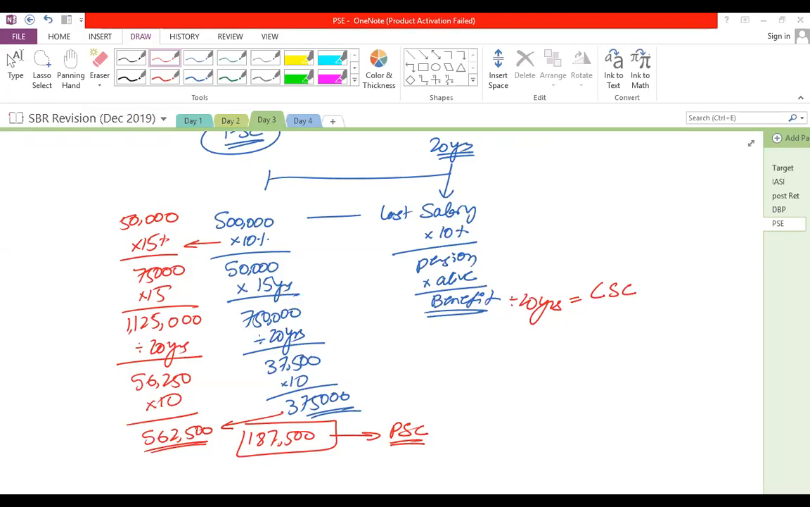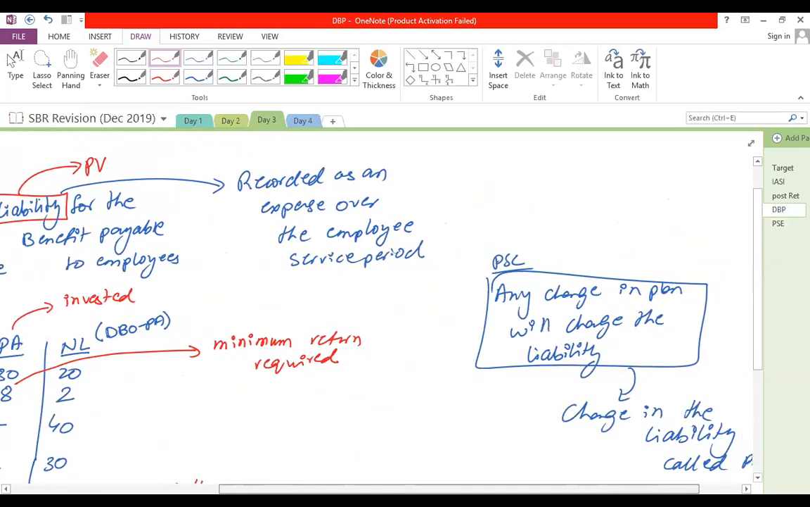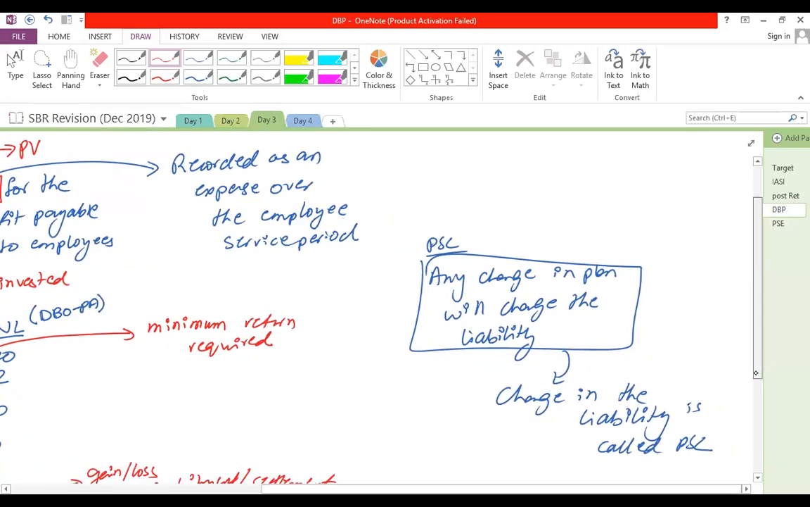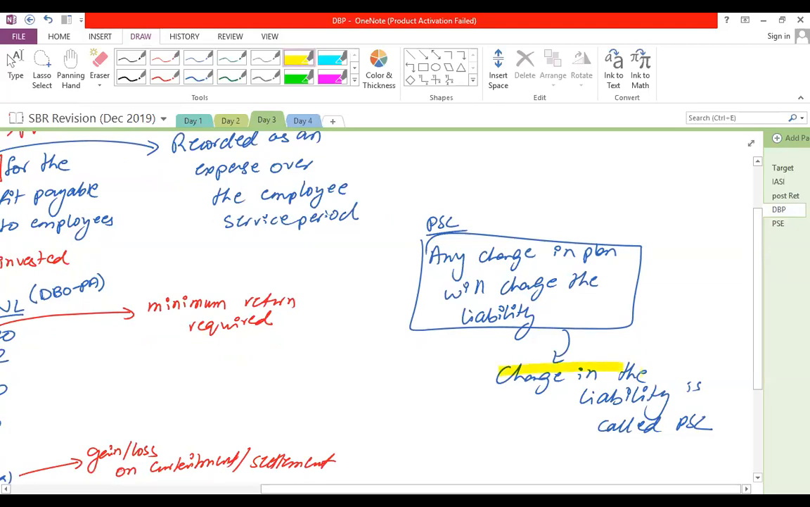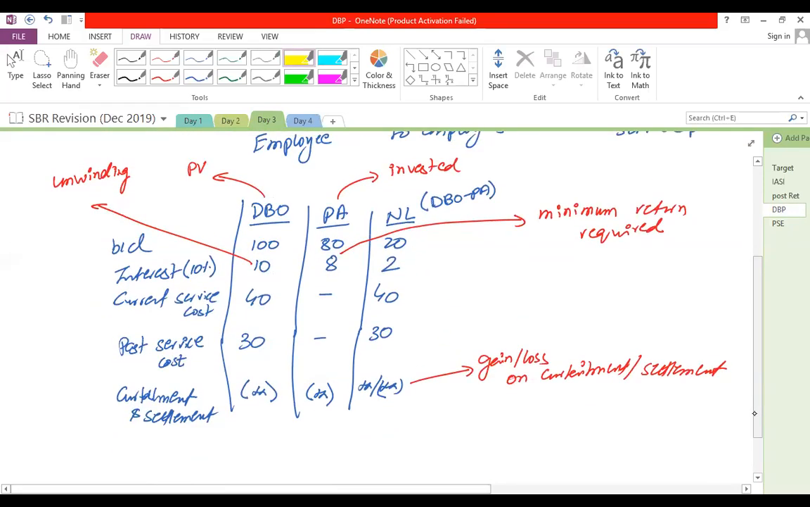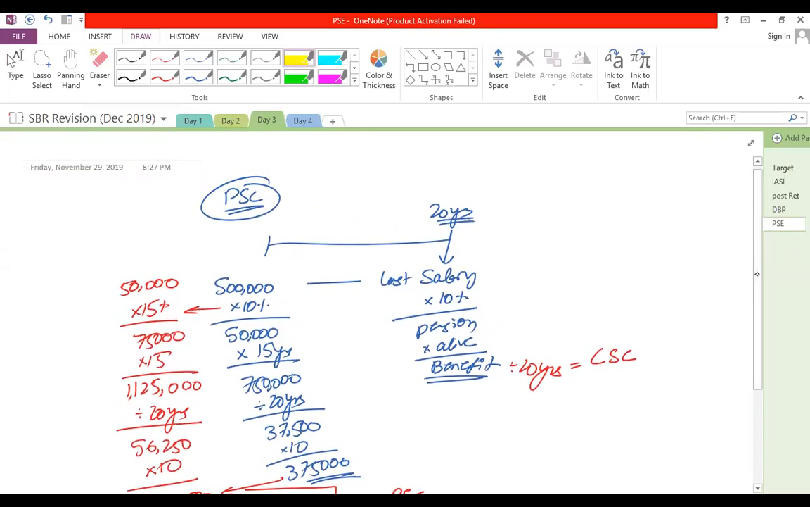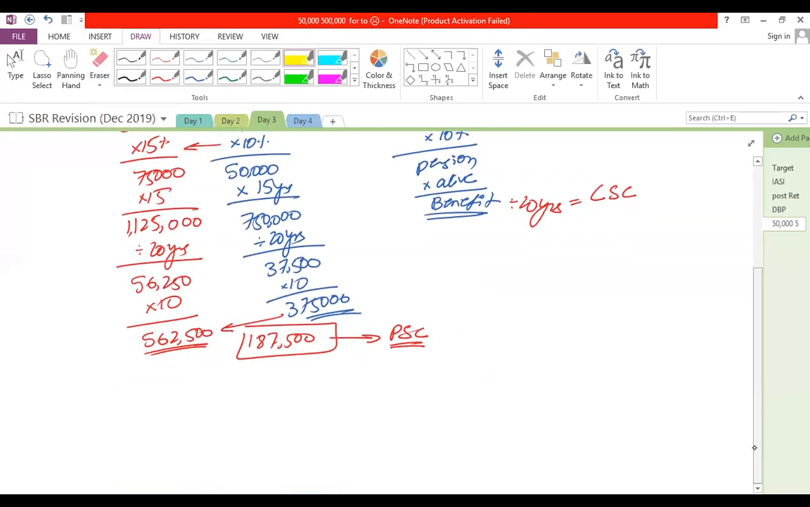Jesse, the definition can be said to be the change in liability because of the change in pension entitlement. The change in liability because of the change in the pension entitlement in the plan is what is called the past service cost. That's great. Law is also clear now.